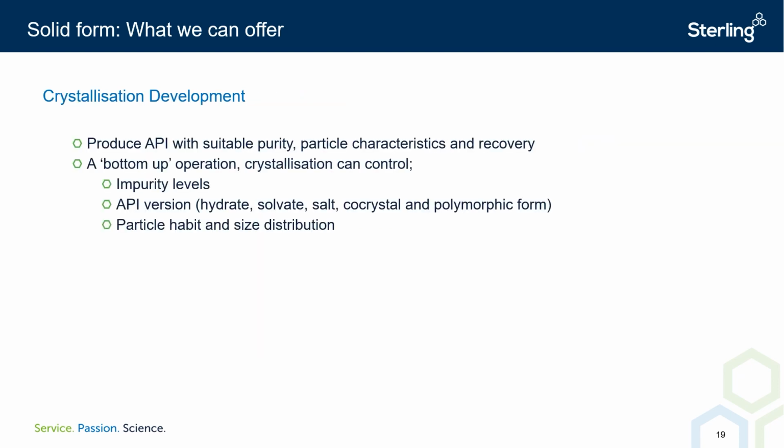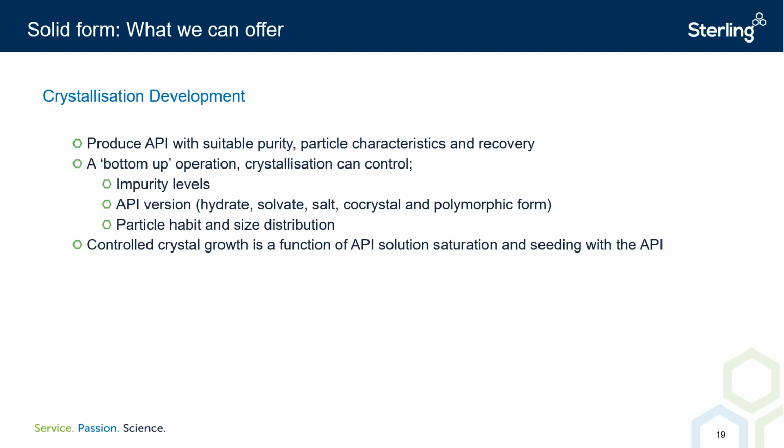The goal of effective crystallization development is to generate the target API version of required chemical purity and particle characteristics with suitable recovery for drug product manufacture. A bottom-up operation, the crystallization process is used to control impurity levels, ensure the target API version is generated, and afford a reproducible particle habit and size distribution. A controlled crystallization process is governed by crystal growth, which is a function of the API solution saturation, which in itself will be affected by temperature or solvent mixture composition, and seeding with the API target version.